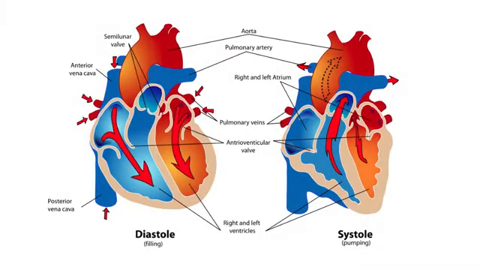Here we're looking at two pictures of the heart. On your left, we're looking at the heart when it's being filled with blood, and on the right, we're looking at the heart when it's pumping the blood out of the heart. And we're going to look at a number of details here just to give an overview of how the blood flows through the heart. In order to understand how the blood flows through the heart, we need to look at the valves that are found in the different parts of the heart.